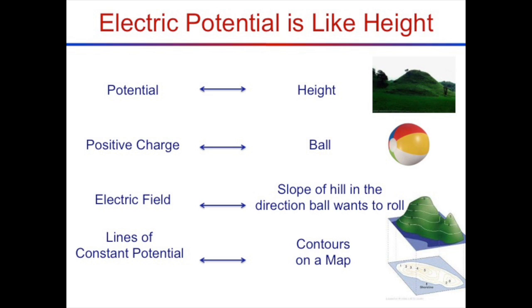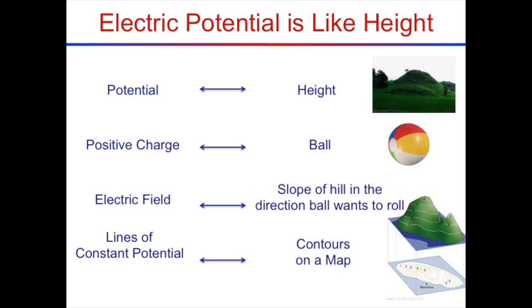All right? Now, in thinking about that, the positive charge is going to move in the potential in the same way that a ball would move on a mountain, right? So the ball sitting at the top of the mountain tends to roll down. All right? A positive charge sitting at a high potential tends to want to move to lower potential in the same way that a ball would roll down a hill. The electric field ends up being like the slope of the hill.